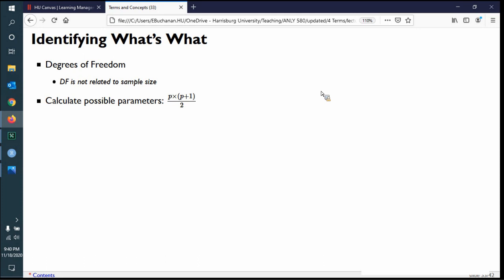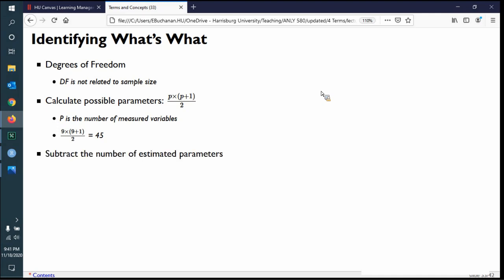Instead, it's related to the number of potential possible parameters, which is a tongue twister. The way you know this is you calculate using p times p plus 1, divided by 2. Hold on to those parentheses, where p is the number of measured variables. In this particular example, there are 9 manifest measured variables, or 9 squares. So I have a possibility of 9 times 10, which is 90, divided by 2, 45 possible parameters that I could estimate before my model blew up.